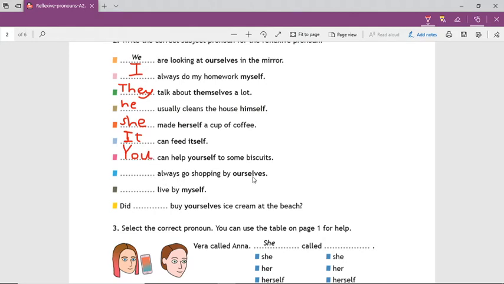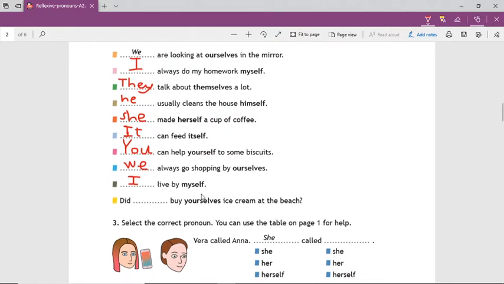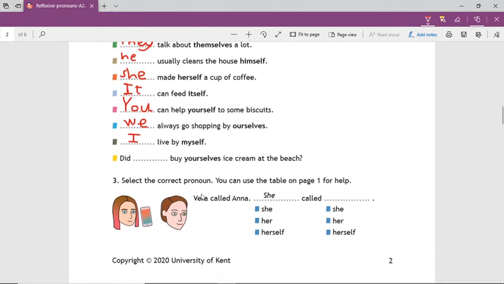Always go shopping by ourselves, so it's our. Remember what we had for that? And we can look back to the first example, so the answer is going to be we. We always go shopping by ourselves. Blank live by myself. We had that example again at the start, so the answer is I. I live by myself. Next question. Did blank buy yourselves ice cream at the beach? Yourselves, so the answer is going to be you. Did you buy yourselves ice cream at the beach?